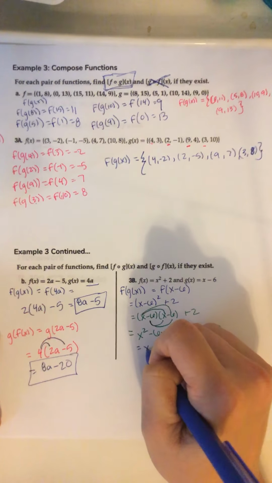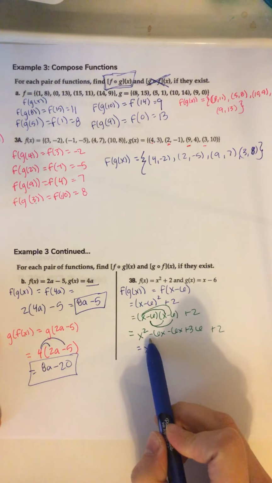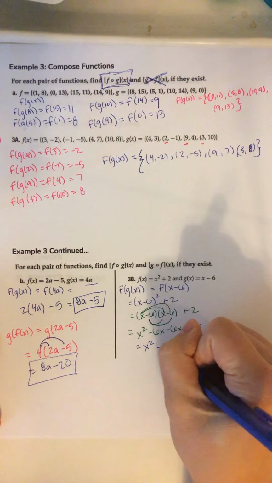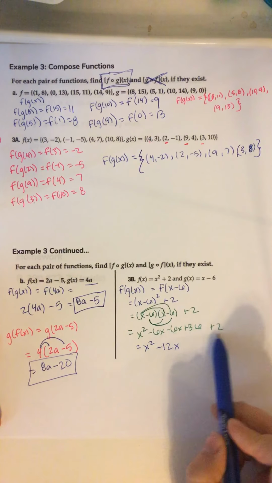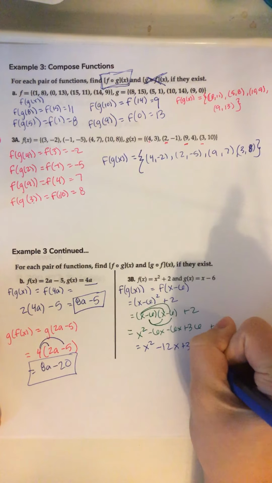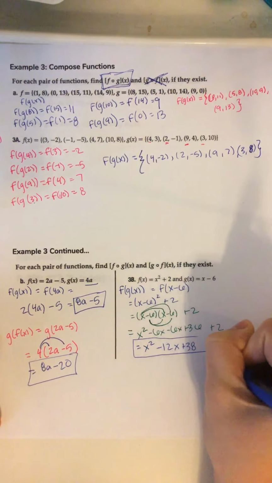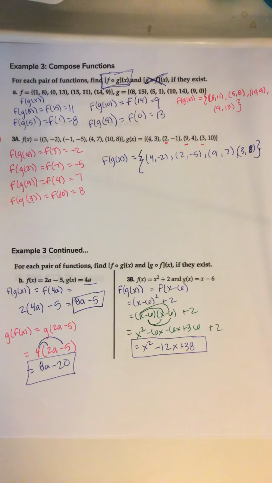Combine my like terms, I have x squared, negative 6x minus 6x is minus 12x, 36 plus 2 is 38, and there's my final answer. So that one was a little bit harder because we ended up having to FOIL. And that's the hard part here.